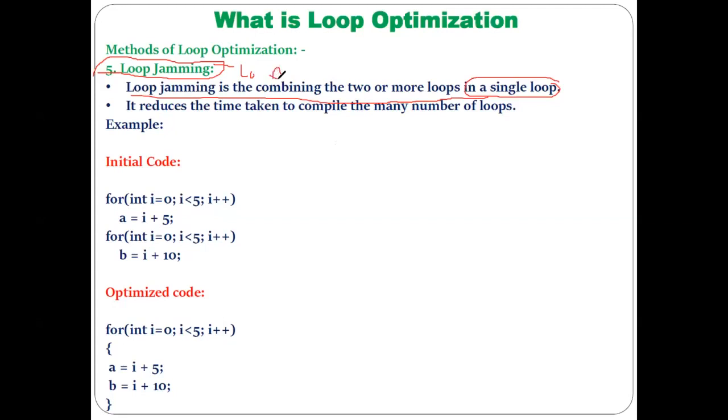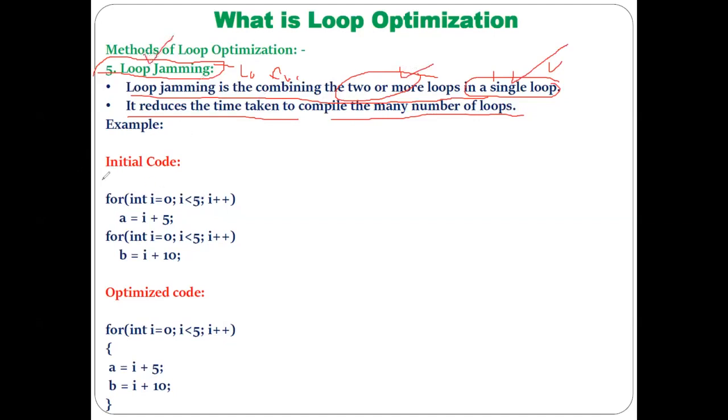Fusion, F U S I O N, where we combine two or more loops into a single loop. Okay, or we can call it loop merging also. So because of that, what happened? It reduced the time taken to compile many loops. So the time required to compile two loops as compared with one loop, which will have less time. Definitely, the single loop will require less time as compared with two loops. Understood. So that is the reason loop jamming can be utilized by the compiler.